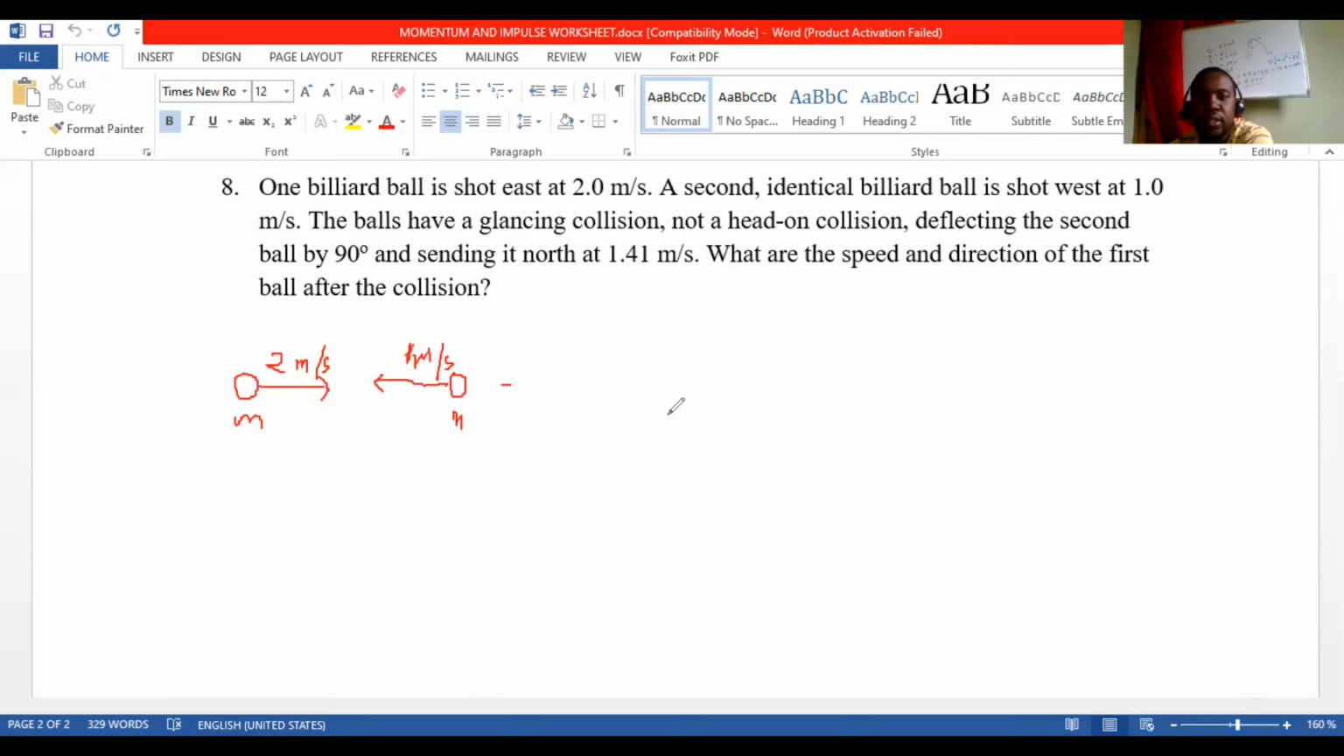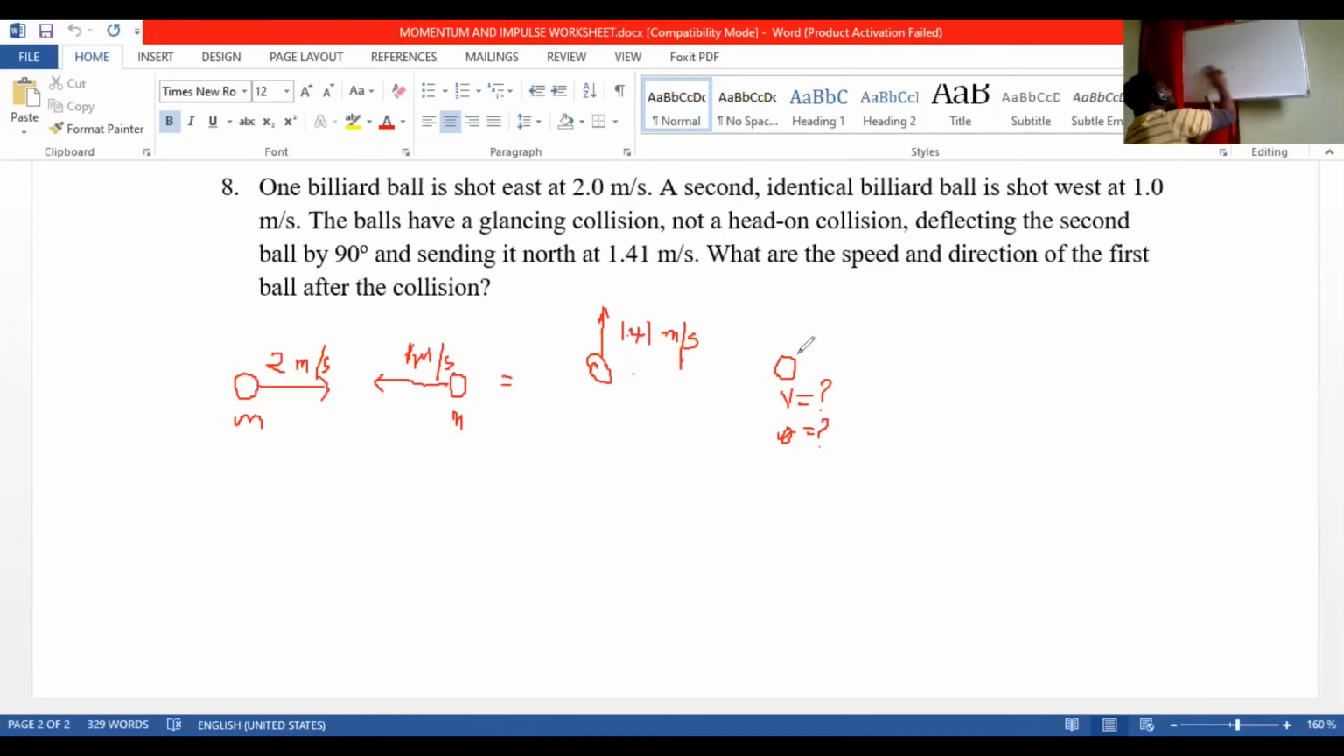After collision, it says that the second ball moves north at 1.41 meters per second. And then the first ball is unknown. We need to know where it is going. So we need to find the velocity and the angle theta direction. Those are the two things that we need to find for that first ball.